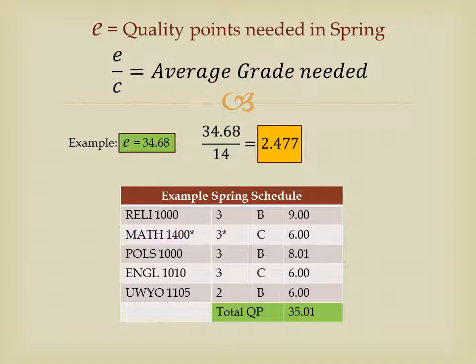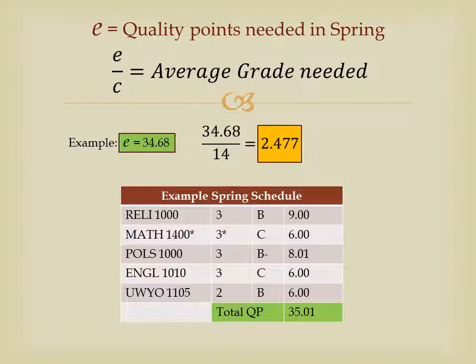So if you take your value for E, and divide it by the credit hours that you're going to take this spring, that'll give you, like I have on the screen, a yellow number. And so for my example student, they need to get a 2.477 in the spring to get back in good standing. And so I created a goal with my spring schedule.